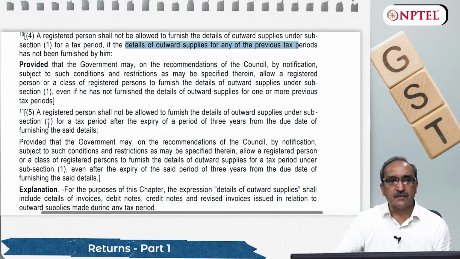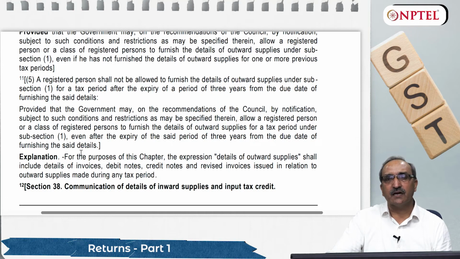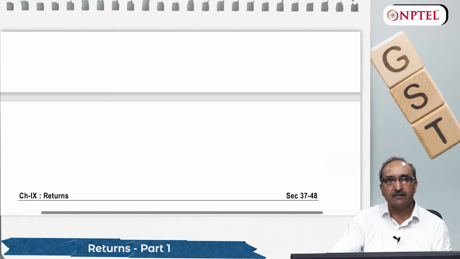So this is another provision under law as far as GSTR 1, that is your outward supply statement, is concerned. Friends, moving further, now next section comes, section 38. We will talk about this section later on. So these are basically 5 basic provisions under section 37.